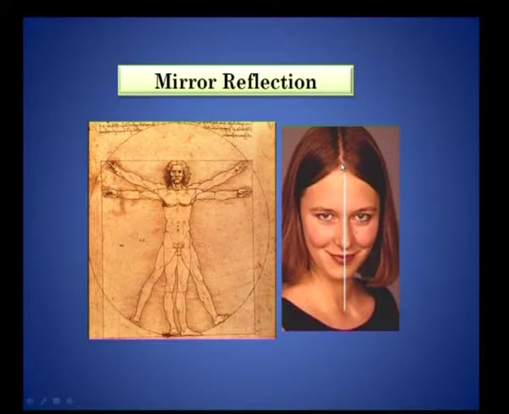The combing has been done in such a way that you have the line here, the left side of her face is a mirror reflection of the right side and vice versa. Similarly, for this system again, you draw the line, the right is the mirror reflection of the left. Okay. This is the so called mirror reflection.